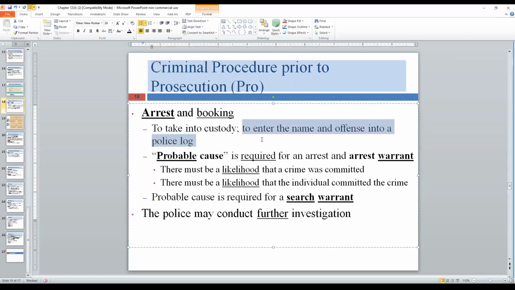That's that booking process. In order for a person to be lawfully arrested, there needs to be probable cause for an arrest, and there has to be probable cause in order to get that arrest warrant. And there are two requirements to find probable cause. First, there has to be likelihood that a crime has occurred. Second, there must be likelihood that the person who is being arrested actually committed the crime. Those are two elements. It is not a very high standard. It doesn't have to be a preponderance of the evidence or clear and convincing evidence or beyond a reasonable doubt. It just has to be a likelihood that a crime has occurred and that the person you're arresting committed the crime.